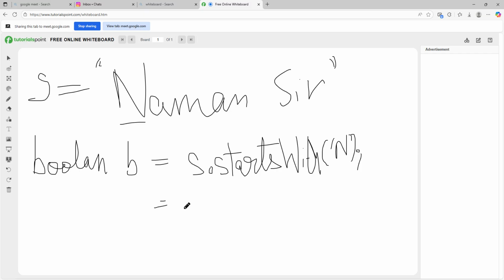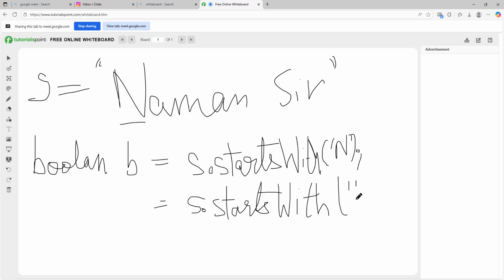Same way I can do s dot startsWith, and inside the bracket I can put strings also, like NAM. It will check whether the first three letters are the same as these three letters, and it will give true.